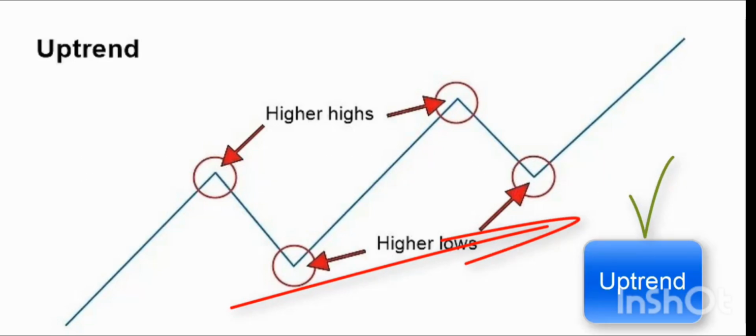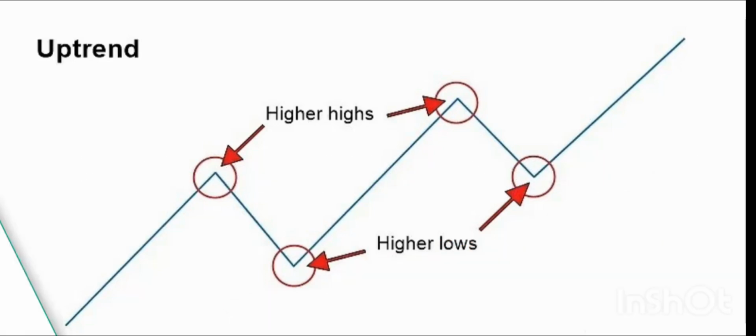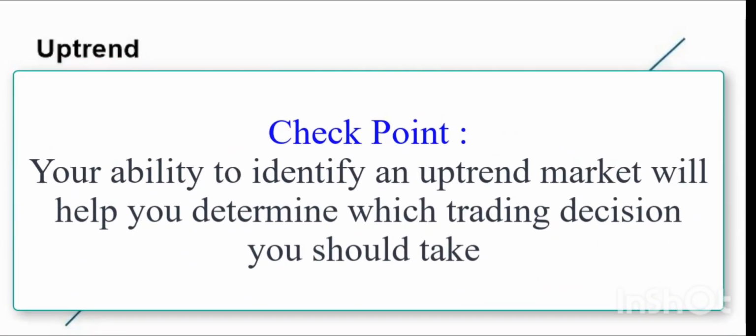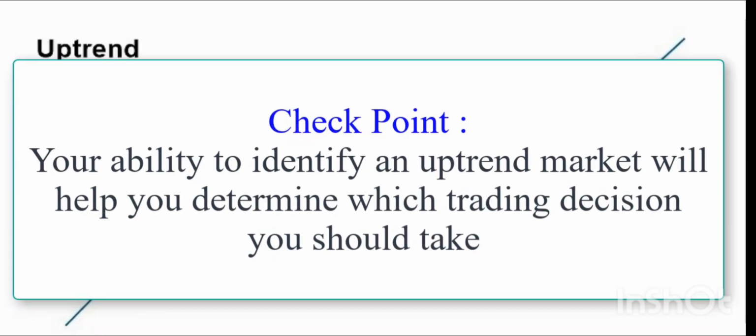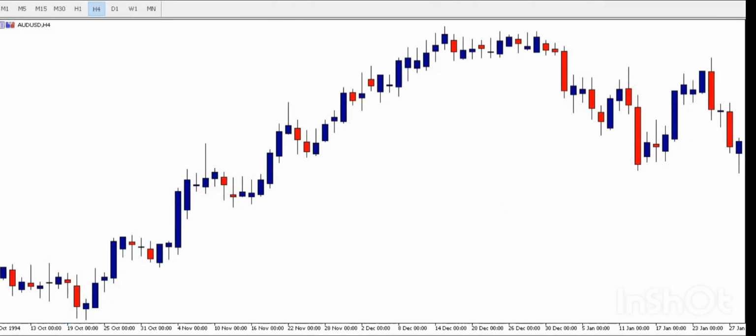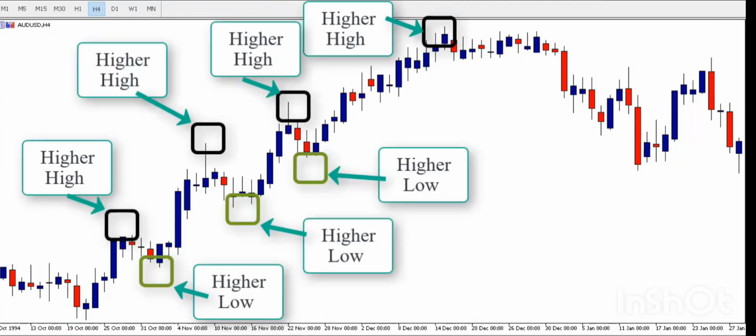When the market is making higher highs and higher lows, it shows an uptrend. Your ability to identify an uptrend will help you determine which trading decision you are going to make. So when price is making higher highs and higher lows, you will know that the market is in an uptrend. Let's look at this example now.